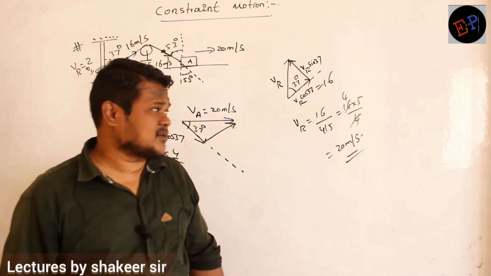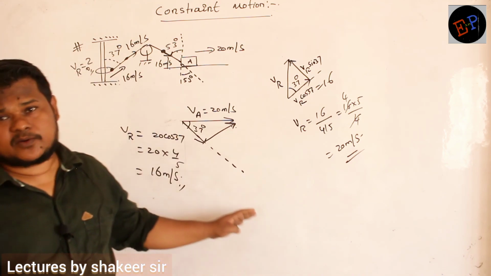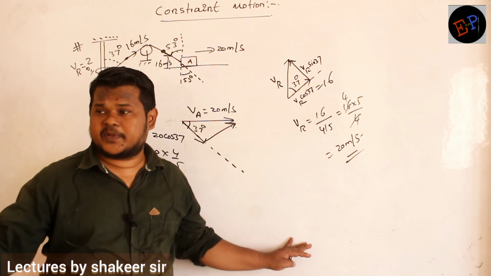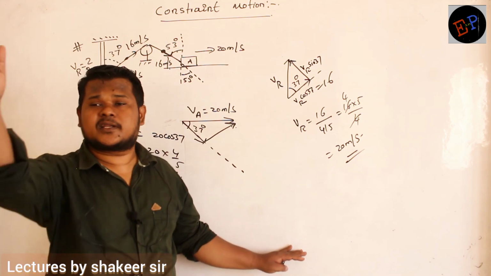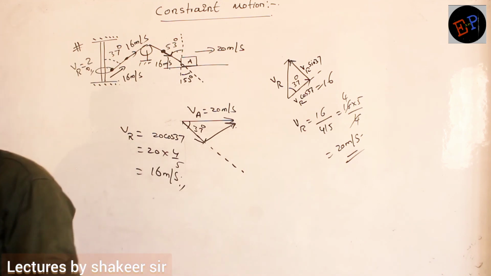So this completes our topic which is called rope constraint. So what is meant by rope constraint? Every point on the rope should have the same speed in the direction of the rope. Based on that logic only we have done all these problems. Clear? That's it.